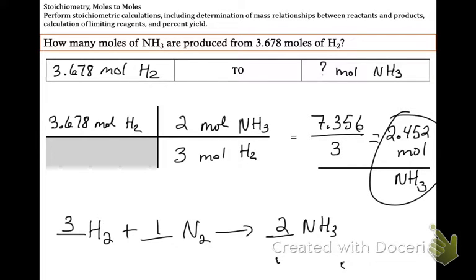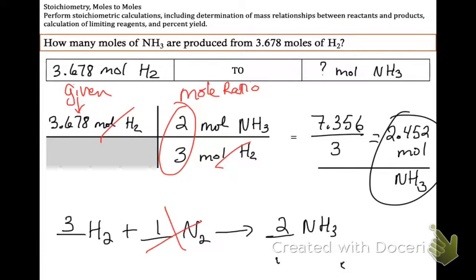So where did those numbers come from? Well, the 3.678, that was my given. That was given to me in the problem. The 2 and the 3, that's my mole ratio. Hydrogen has to go on the bottom so that it can cancel out the moles of hydrogen that was given to us in the problem. Moles of NH3 is what I want, so that's the number that's on top. And then we multiplied and divided. And in this case, we didn't even really need to work with that nitrogen because in any problem, you can only work with 2 components at a time.